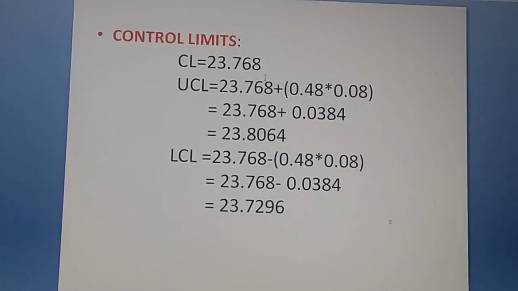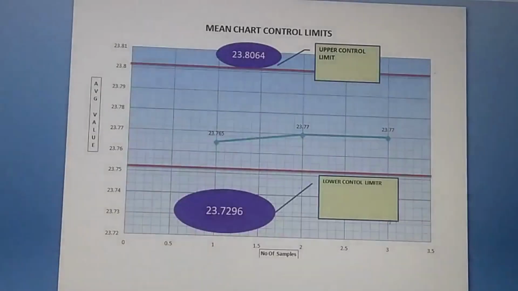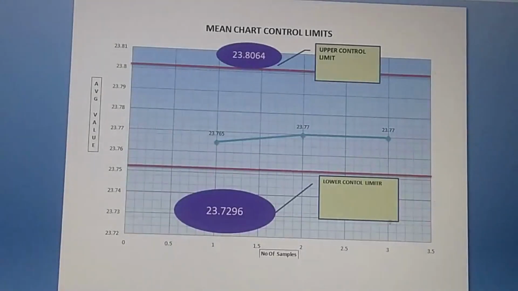Center line we are getting 23.768, and upper control limit we are getting 23.8064, and lower control limit we are getting 23.7296, by subtracting this value. Okay, so after getting all these control limits, let us plot the graph like this, and the graph will be like this.